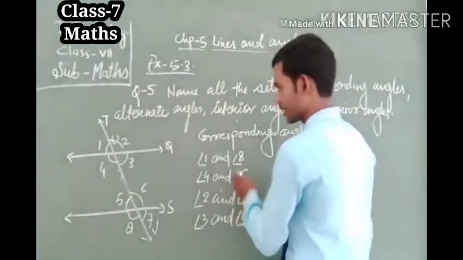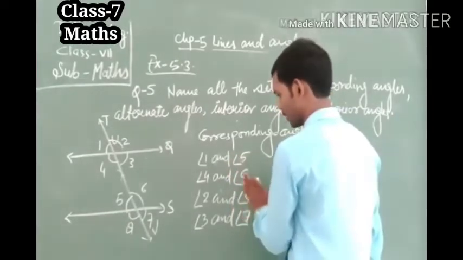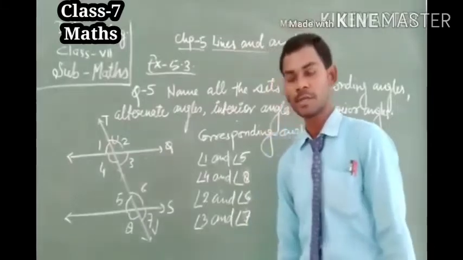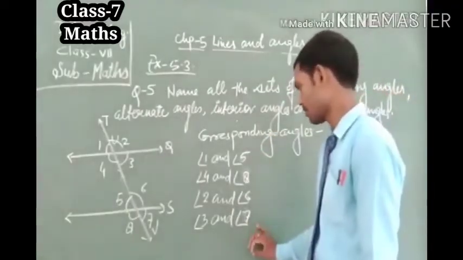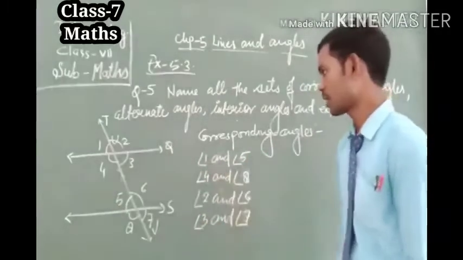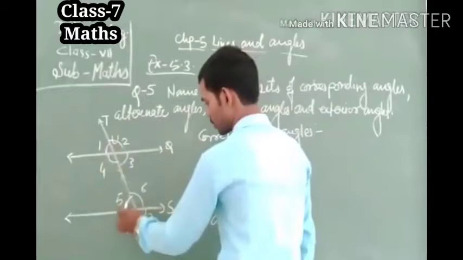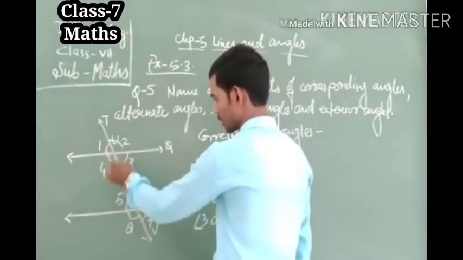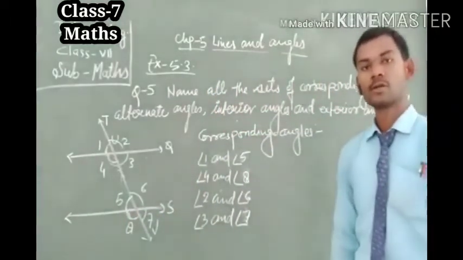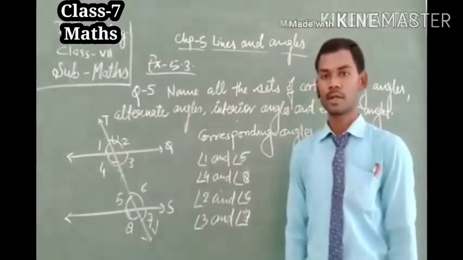In the same way, here we can see that angle 1 and angle 5 are corresponding angles, and angle 4 and angle 8 are corresponding angles, because their measures should also be equal. Now we can see that the measure of angle 1 and the measure of angle 5 are equal. Therefore, they are corresponding angles. Angle 3 and angle 7 are the same in their magnitude. Therefore, they are also corresponding angles. So we get the following pairs of corresponding angles.